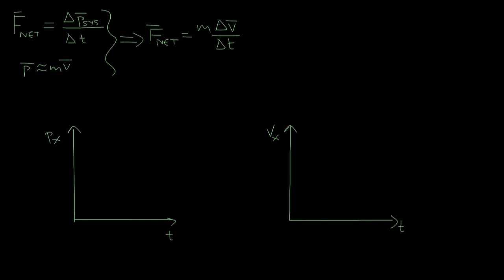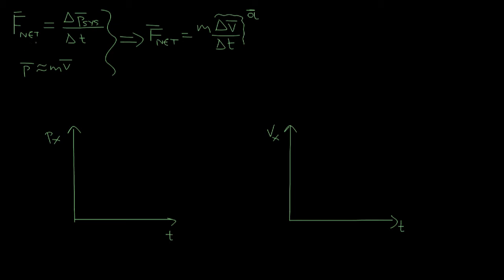Now, don't forget, delta V over delta t, the rate of change of velocity with respect to time, is the same as the acceleration. So anytime you see delta V over delta t, you can try to remember that this is the same as the acceleration. So the net force then becomes approximately the mass times the acceleration. Now remember, this is not always true. This is true only in classical physics for speeds much smaller than the speed of light.